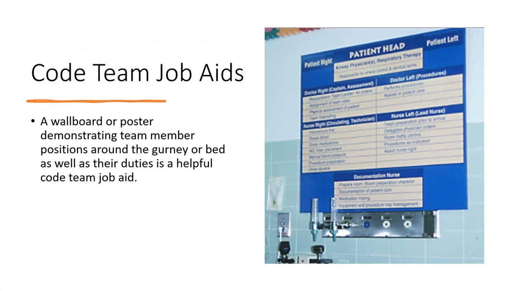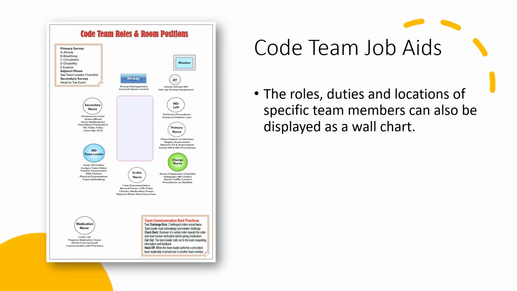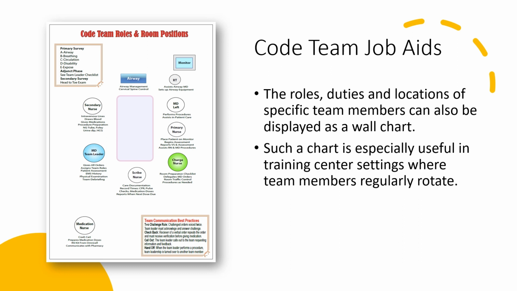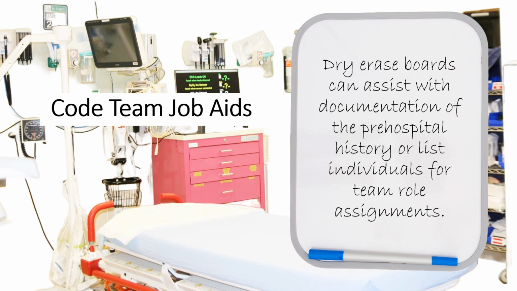A wallboard or poster demonstrating team member positions relative to the patient bed as well as their duties is another helpful code team job aid. The roles, duties and locations of specific team members can also be displayed as a wall chart. Such a chart is especially useful in training center settings where team members regularly rotate. Dry erase boards can assist with documentation of the pre-hospital history or list individuals for team role assignments.